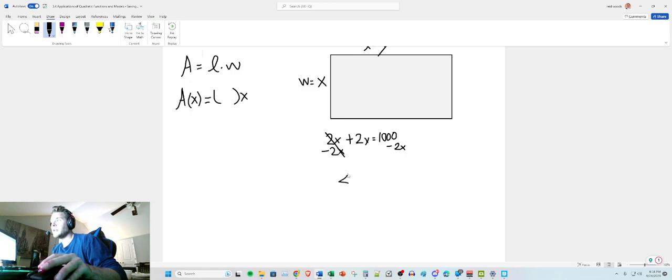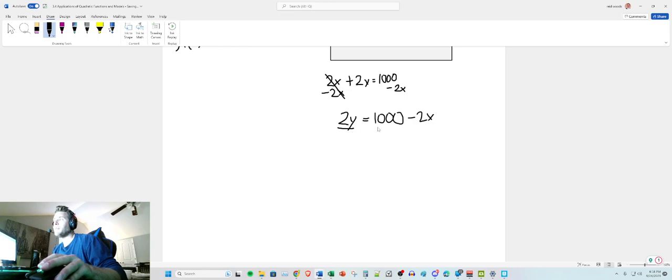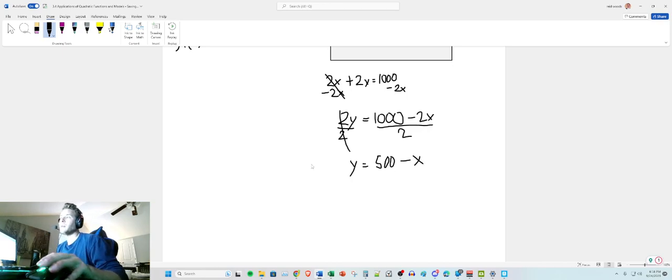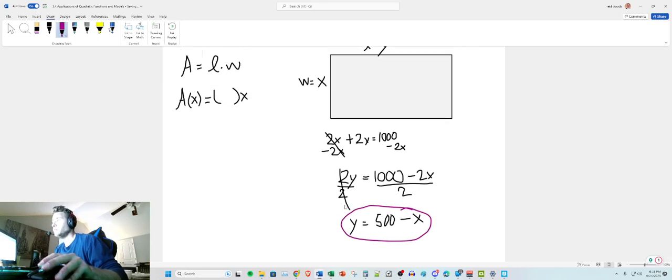That gets rid of this. And I get 2y equals 1000 minus 2x. And then we're just going to divide both sides by 2. And now I've got this expression for y. We know that 1000 will divide into 500, and this 2 here will just divide away. I end up with 500 minus x. So this is actually what will go into my equation right here.